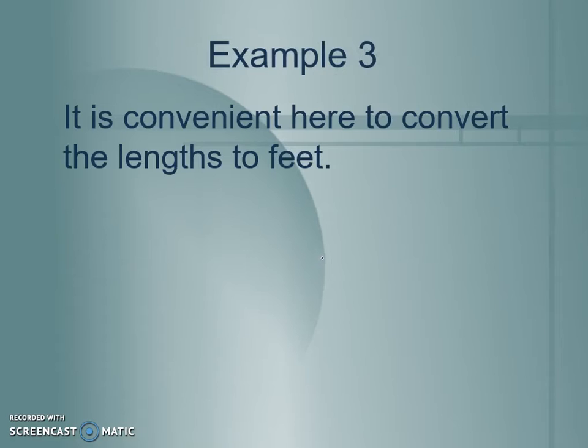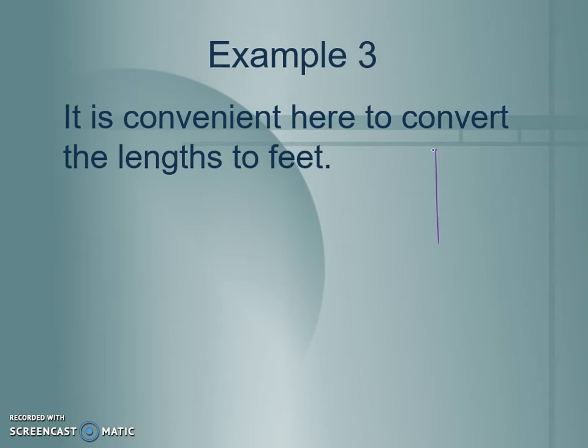So example 3 says it is convenient here to convert the lengths to feet, so we must be working with two different things. Yeah, we have inches and feet going on in our problem. So it says find the height of the flagpole if it casts a shadow of 76 on the ground. Now you'll get a lot of word problems like this. It's helpful to start to draw things out.